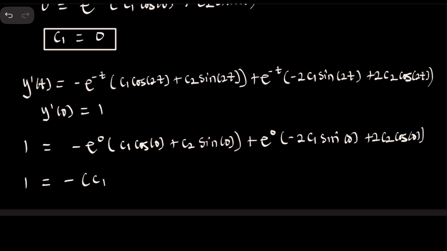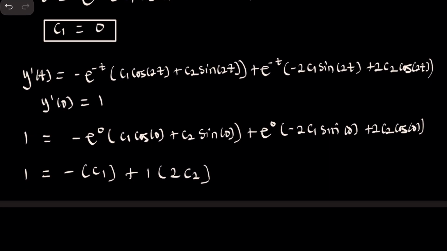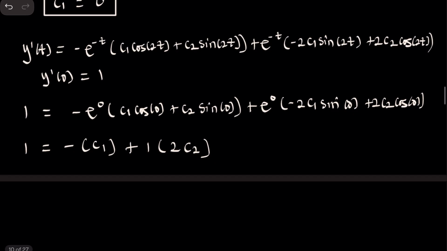So this part will be 0. Then plus e exponent 0 is 1. So here's going to be 1. Then sine of 0 will go to 0 and cosine of 0 is 1. So that will be 2c2. Now, what's the value of c1? That's 0. So we are going to have this guy to be equal to 0. So we have our final result to be 1 is equal to 2c2. Thus c2 is equal to 1/2.